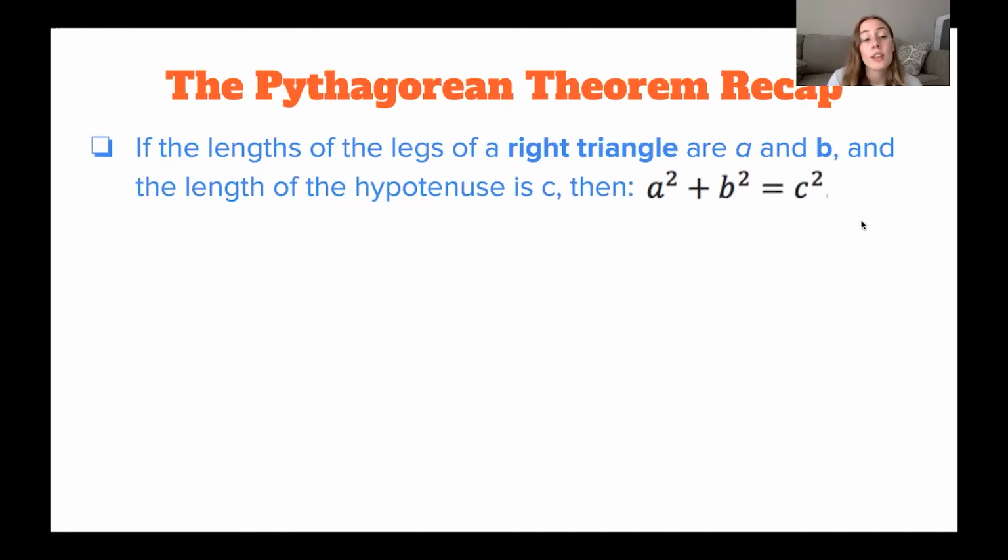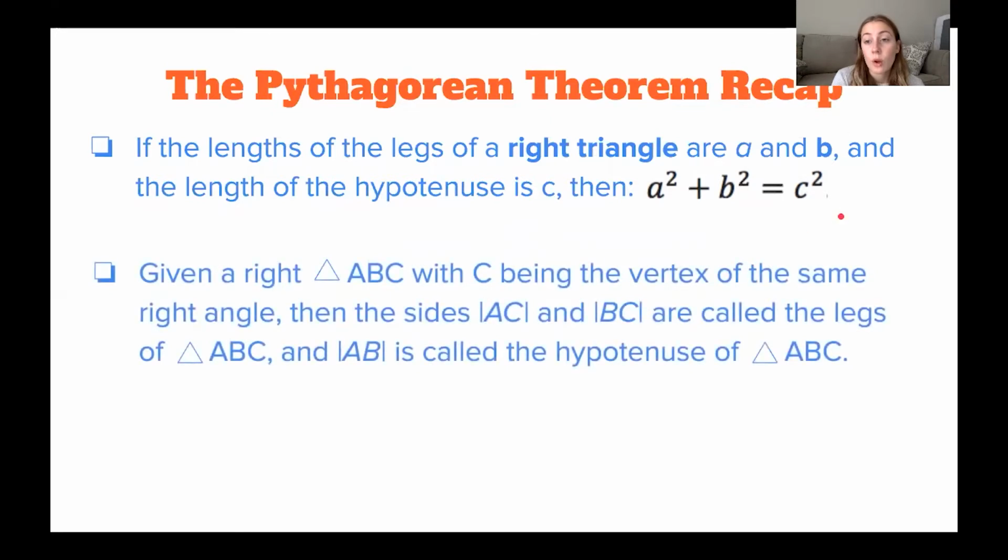So the Pythagorean Theorem states if the lengths of the legs of a right triangle are A and B, and the length of the hypotenuse is C, then A squared plus B squared equals C squared. So we know that we have two legs, A and B. It's a right triangle, and then the hypotenuse is C.